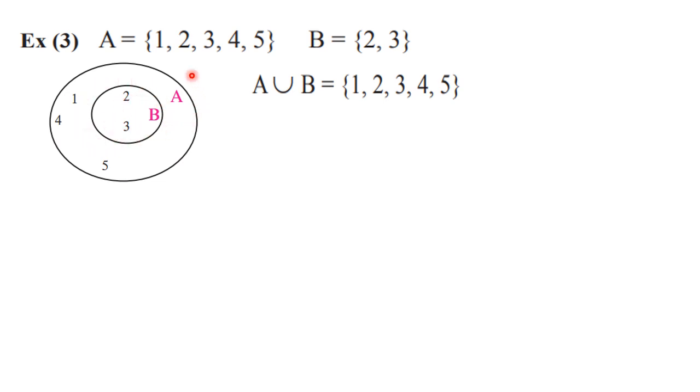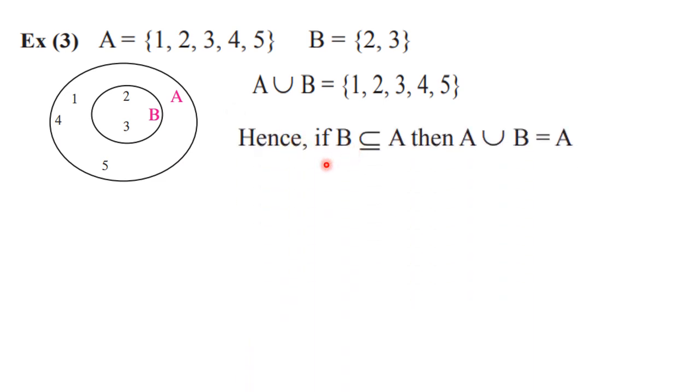So A is denoted by this bigger shape and B is denoted by the smaller circle you can see. The elements of B, 2 and 3, are written inside, and the remaining elements of A, which are 1, 4 and 5, are written outside the set B. So here B is a subset of A, so we can say that A union B is the set A itself. So here we got the property that if B is a subset of A, then A union B is A only. Now just think, what is A intersection B here? Immediately you will say that A intersection B is B.